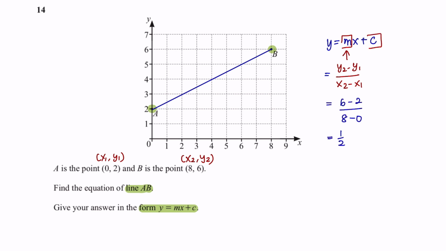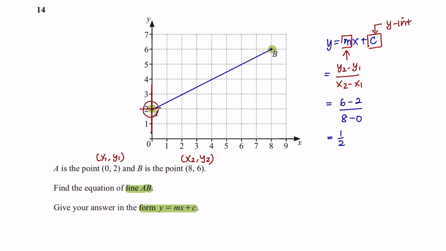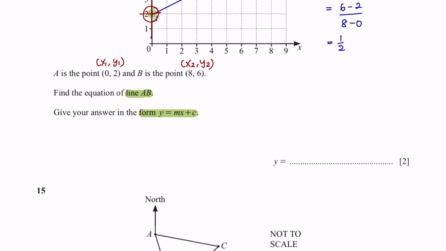And the next step would be to find the y-intercept. Y-intercept is when the line intercepts with the y-axis. So it intercepts at the coordinate of 2. That means the value of c would be 2. Now we just need to rewrite our equation by inserting the value of m and c. That would be y equals 1 over 2 x plus 2.